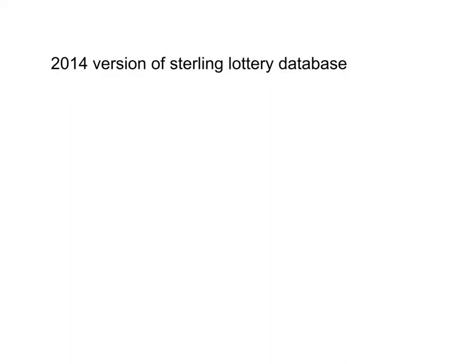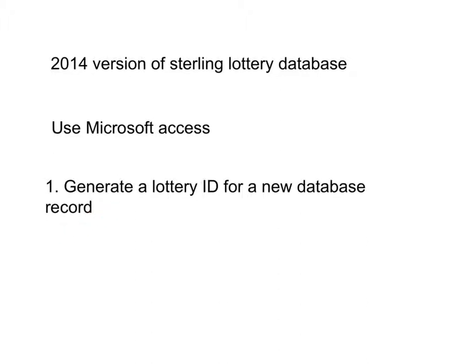Let's take a brief look at the 2014 version of the Sterling Lottery database. It was built with Access. It had two main functions. First, we wanted to generate a lottery ID for new database records so that Mr. Bill could just deal with numbers and not the 7 and 8 syllable names of many of our students.